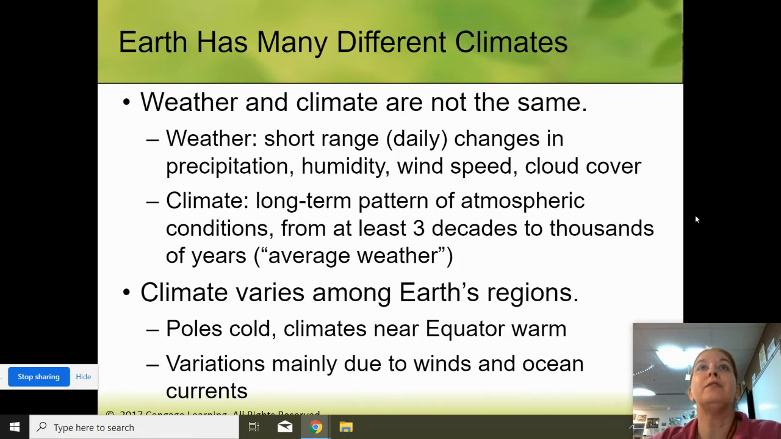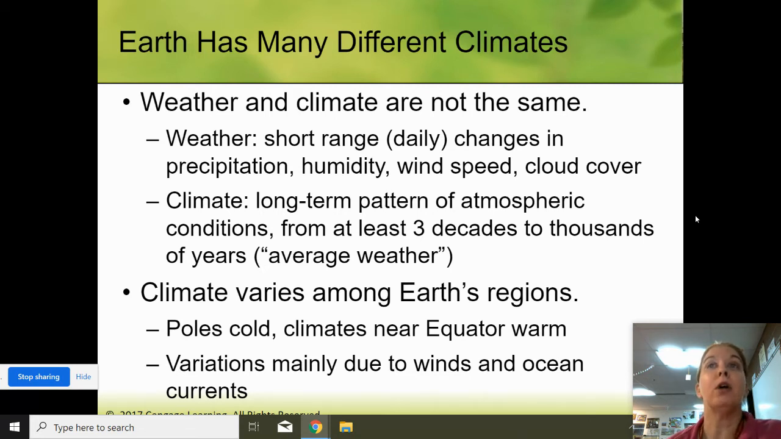So we have lots of different climates, but the first thing I want to make sure you guys understand is that weather and climate are not the same thing. Weather is short range, so this is daily things, changes in precipitation, humidity, wind speed, cloud cover. If you want to know what it is outside right now, you go to weather.com or your weather app. You don't go to a climate app.